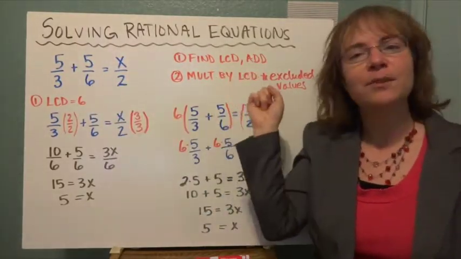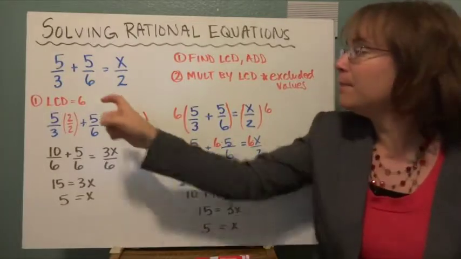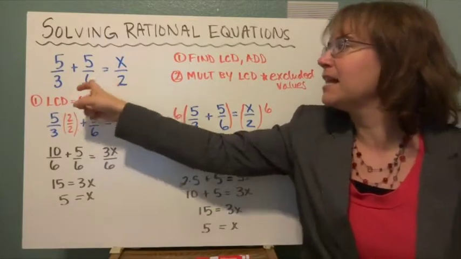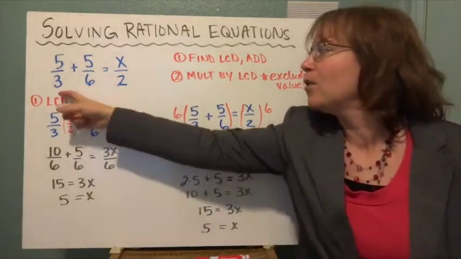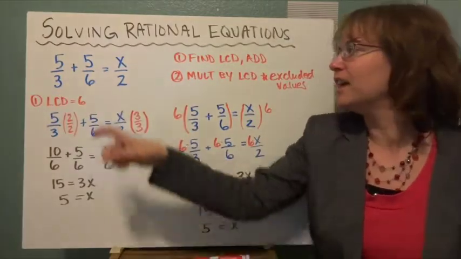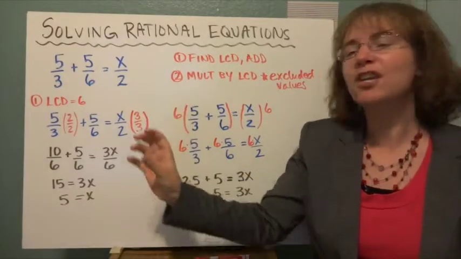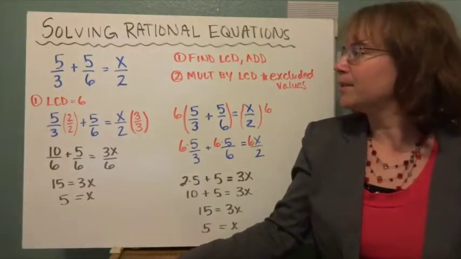The only thing we have to be sure of when we do this is to make sure we understand that there may be some excluded values, if some value of x would make that denominator 0. In this case, it wouldn't because we only have numerical values in there. We have no variables in the denominator. So I'm just going to take you through the procedure here and then we'll do some more complicated examples.